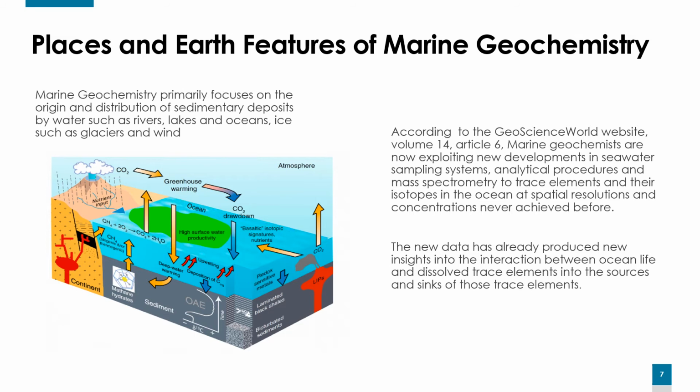According to the Geoscience World website, Volume 14, Article 6, marine geochemists are now exploiting new developments in seawater sampling systems and analytical procedures in mass spectrometry to trace elements and their isotopes in the ocean at spatial resolutions and concentrations never achieved before. The new data has already produced new insights into the interaction between ocean life and dissolved trace elements, and into the sources and sinks of those trace elements. To the left, it's showing some of that process in regards to the isotopes in the atmosphere that's assisting with that data.